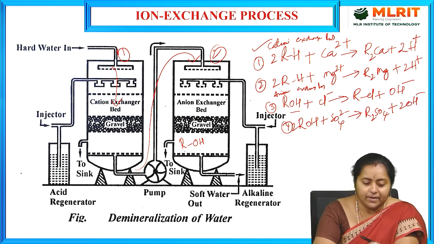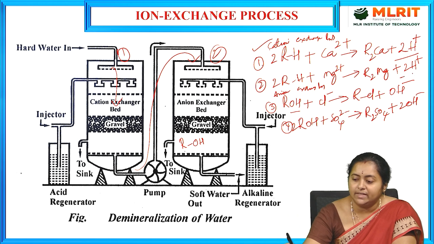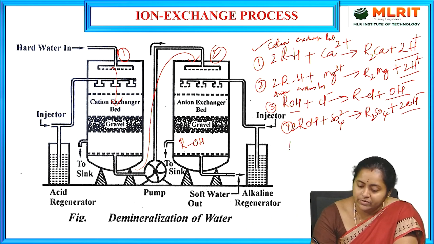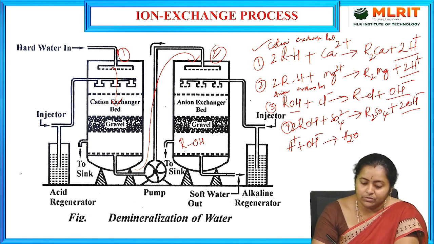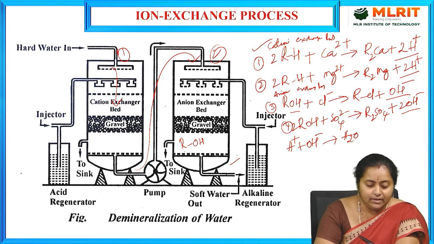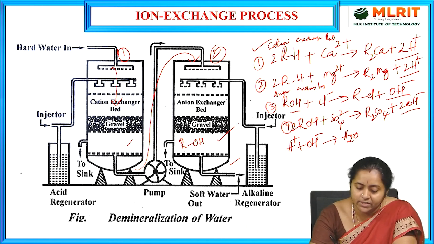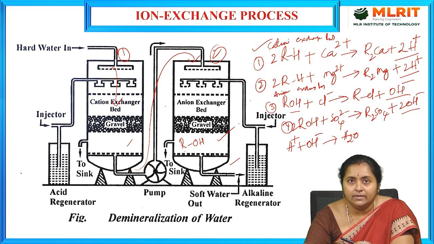So from the cation exchanger we are getting H plus ions. From the anion exchanger we are getting OH minus ions. If you notice the net reaction, H plus and OH minus give rise to H2O. So at the end of the purification, H plus ions from the first compartment, that is the cation exchanger, and OH minus ions from the second compartment, that is the anion exchanger, will combine together to produce water molecules.